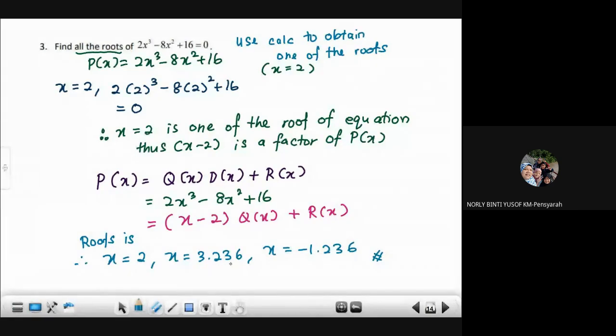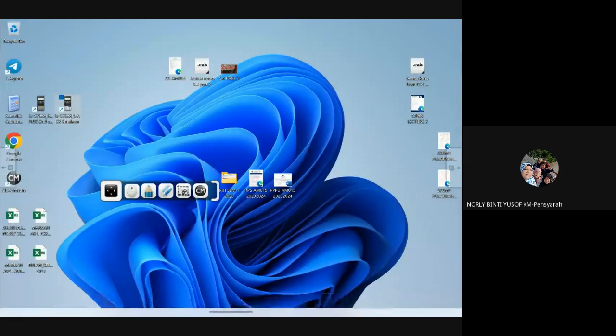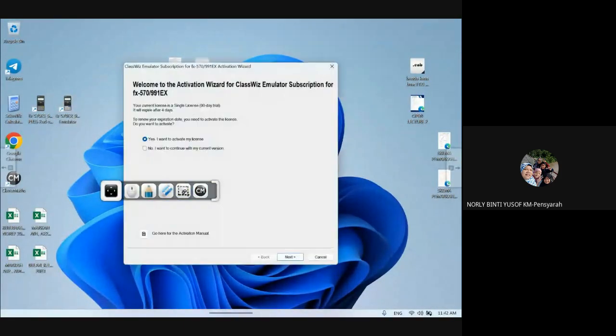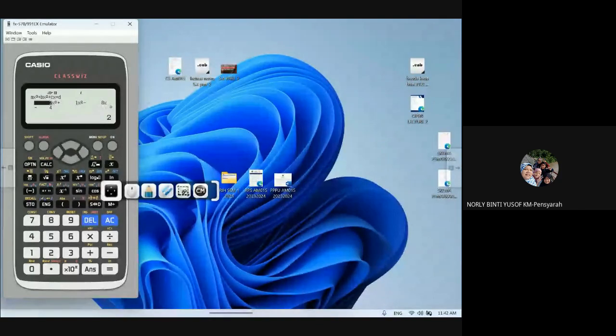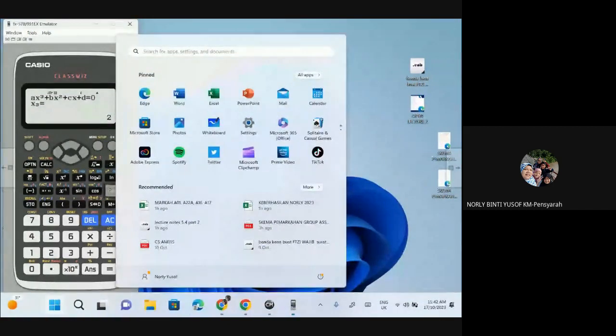Okay, macam mana dapat dua nilai ni? Okay, kita pergi kat calculator. Tadi, lepas tu masukkan 2, negatif 8, kosong, C tak ada, lepas tu 16. Ni negatif 1.236, ambil 4 decimal places, 3.236 dengan 2. Dah. Kalau soalan nak cari root sahaja kan.